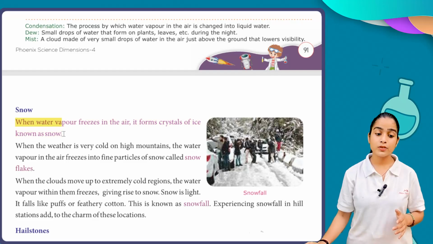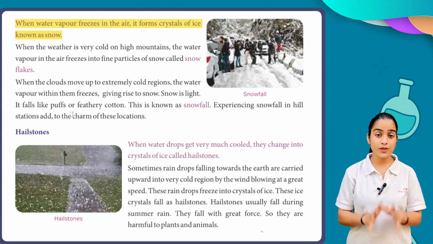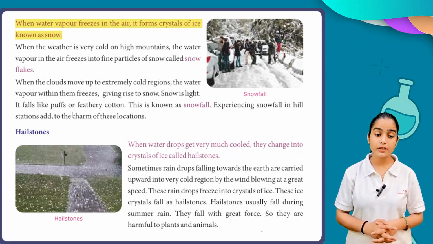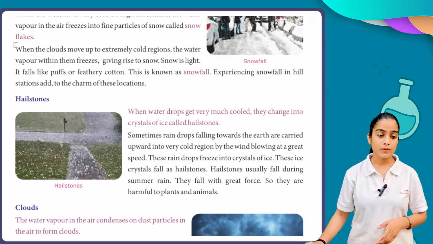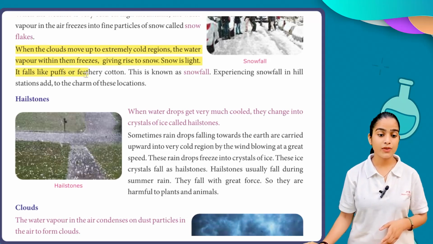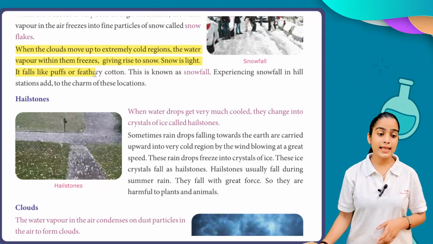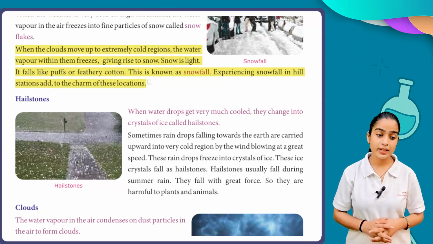And when the weather is very cold on high mountains, the water vapors in the air freeze into fine particles of snow called snowflakes. When the clouds move up to extremely cold regions, the water vapor within them freezes, giving rise to snow. Snow is light; it falls like puffs of feathery cotton. This is known as snowfall. Experiencing snowfall in hill stations adds to the charm of these locations.